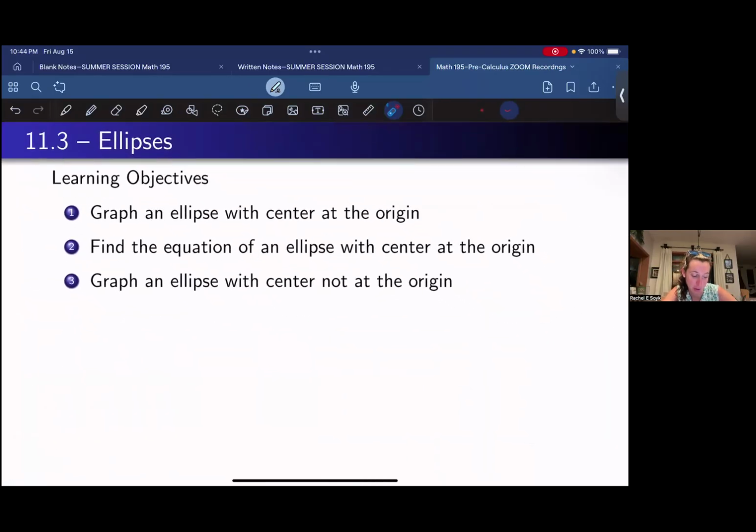What are our objectives for this section? Being able to graph an ellipse with center at the origin, find the equation of an ellipse with center at the origin, and then being able to graph an ellipse where our center is no longer at the origin and we have some vertical shifts and horizontal shifts taking place.